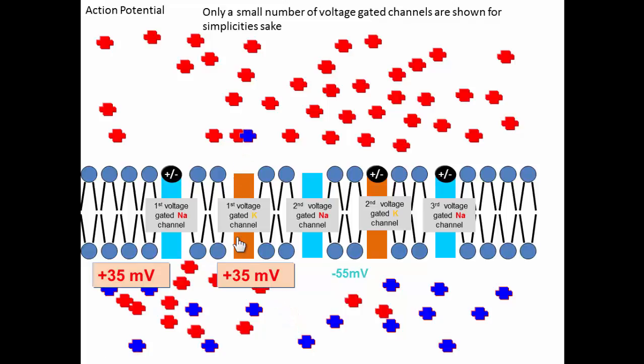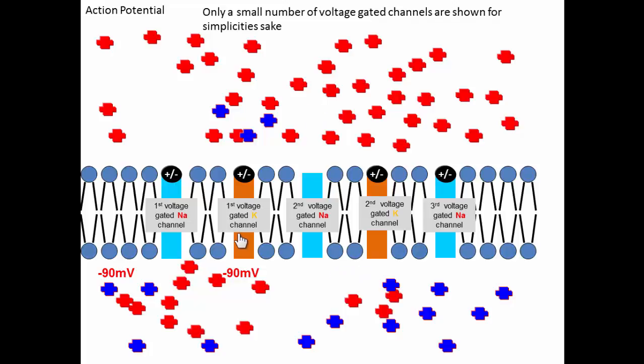Potassium is going to leave the neuron, starting the repolarization process. Potassium continues to leave. We continue to repolarize. The repolarization goes a little overboard. We repolarize all the way to -90 millivolts.